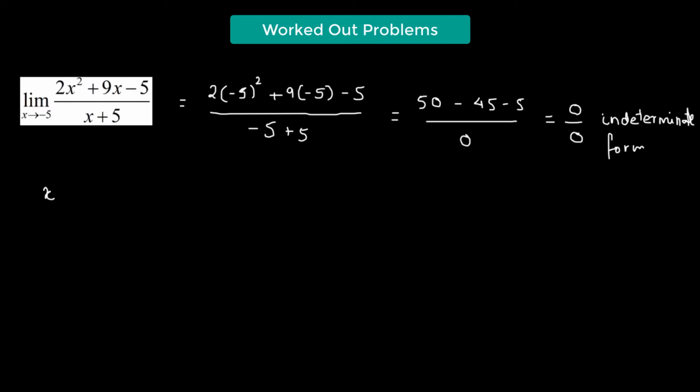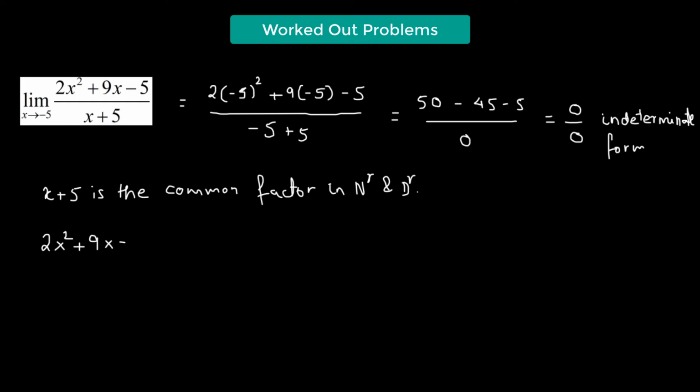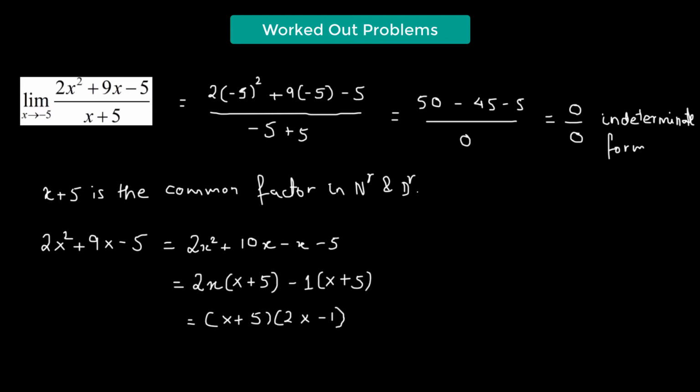So that means x plus 5 is the common factor in both the numerator and the denominator. So we have to get rid of the factor x plus 5. So let's factorize the numerator. So the factorization of the numerator, which is 2x squared plus 9x minus 5, will be equal to x plus 5 times 2x minus 1.